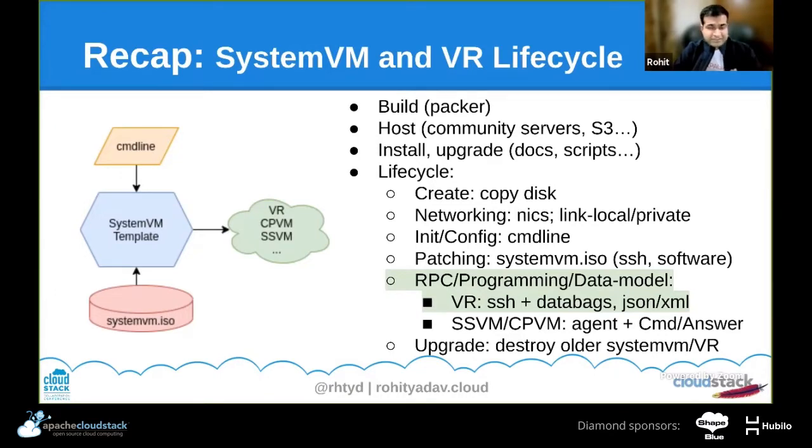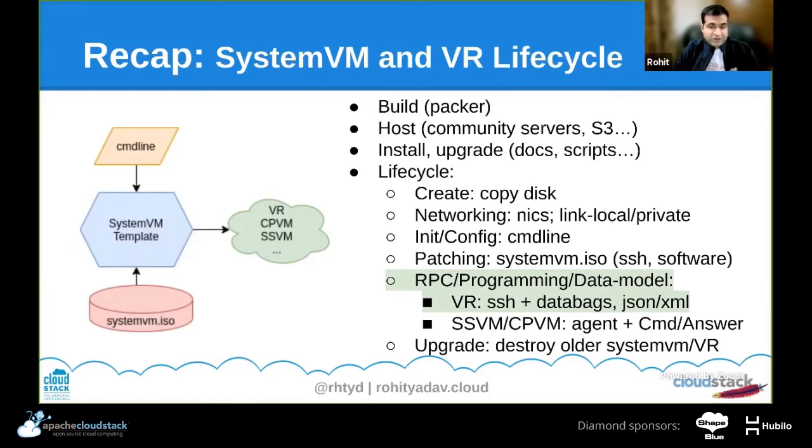And once you get past the initial steps, then it comes to lifecycle. Lifecycle of a system VM and a VR involves creating the disk of their virtual machine, configuring the NICs, in case of different hypervisors, either a link local IP or NIC, or a private/control NIC is used. In terms of initial configuration, we pass a sort of magic string called command line, which we'll get to in a moment. And then patching, which means setting up the right scripts, the code base, the software packages, is done through a systemvm.iso file.